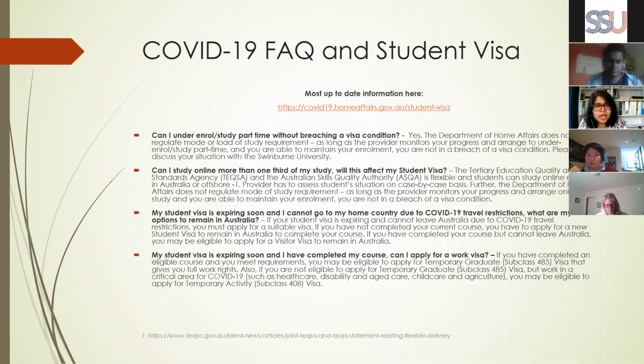The first thing I mentioned here is whether you can under-enroll or study part-time without breaching a visa condition. That is possible because the Department of Home Affairs does not regulate the mode of your study requirement. However, as long as your provider, the university, accepts your situation and monitors your study progress and follows the process, and if you can maintain your enrollment, then it should be fine.